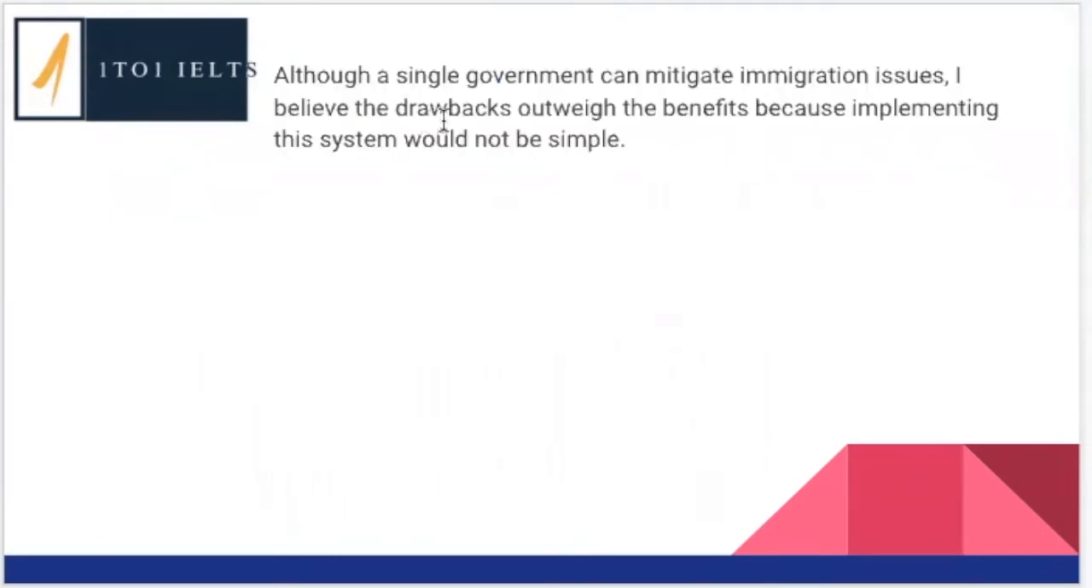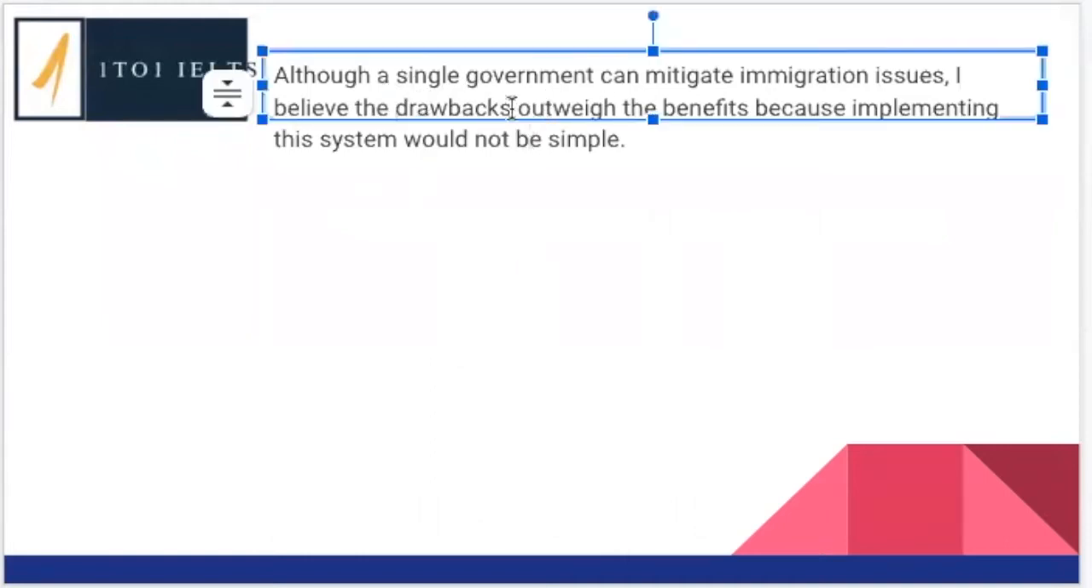So this was our outline statement. So although a single government can mitigate immigration issues, so this is our advantage or disadvantage.